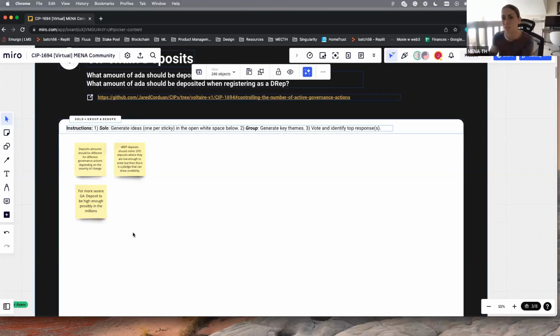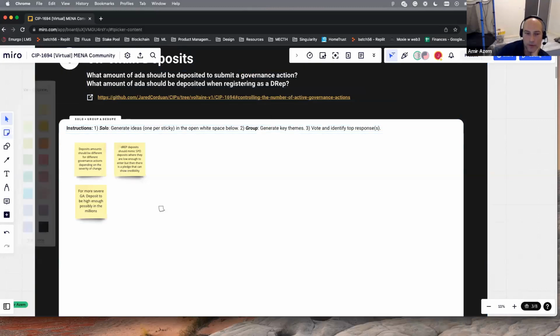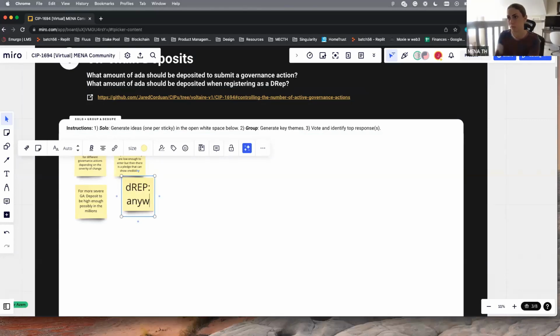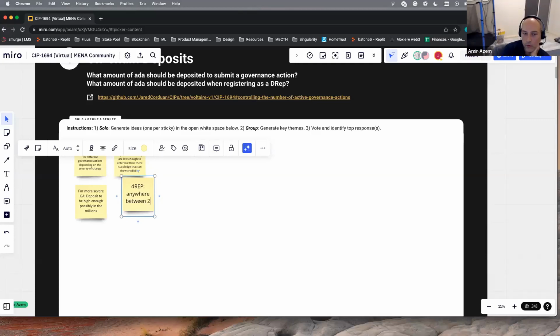For DApps, do you think it's fair to have it the same as a stake pool? How much is it for a stake pool? 500? I think it's 500. Yeah, I think for Europe it should be around that. Even Nadeem, I agree with him. It should maybe even be less. The staking key for voting is two ADA. So I would say anywhere between 2 and 500, even closer to the 2.